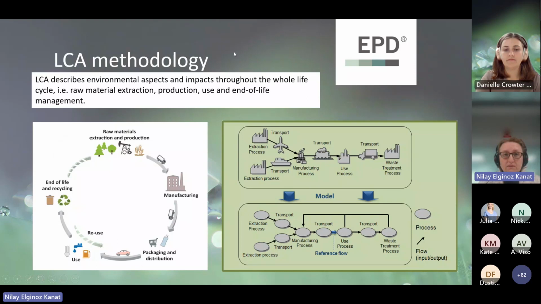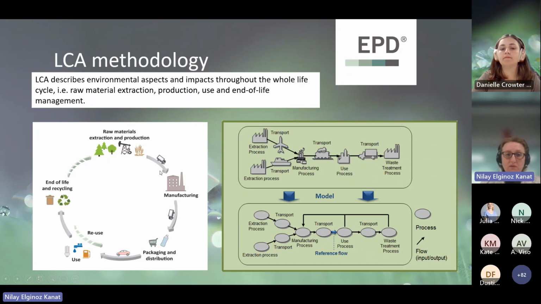When we have this life cycle, we have to go through the different steps. So the first step is raw material extraction. For example, you extract iron ore from the earth, and then you have transport, and then manufacturing.